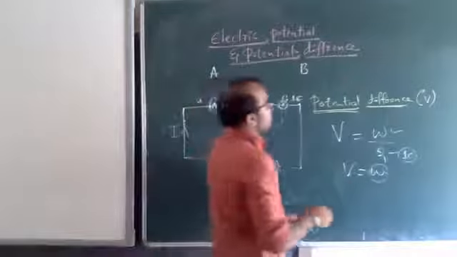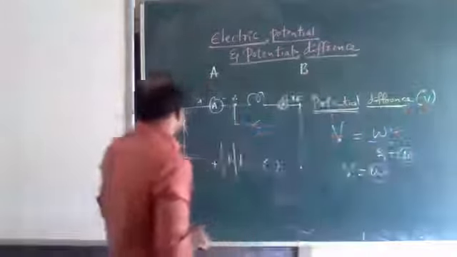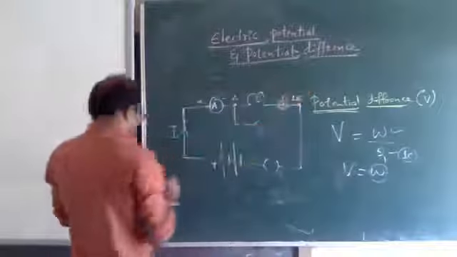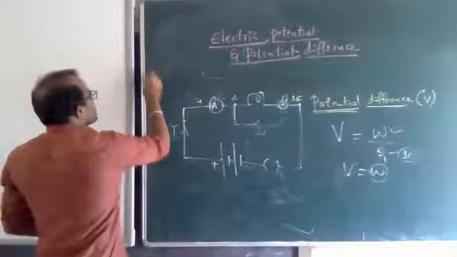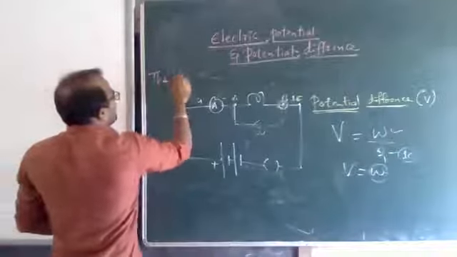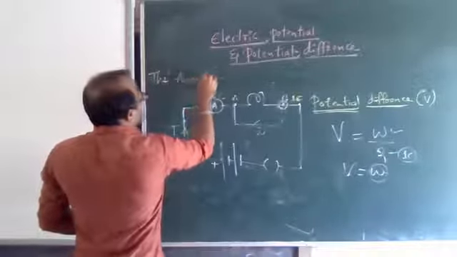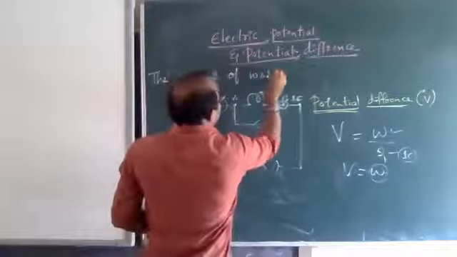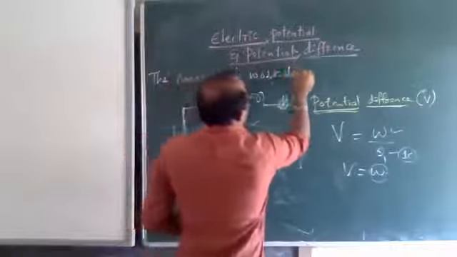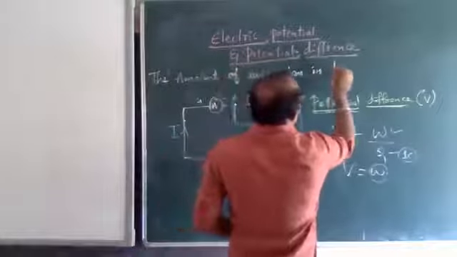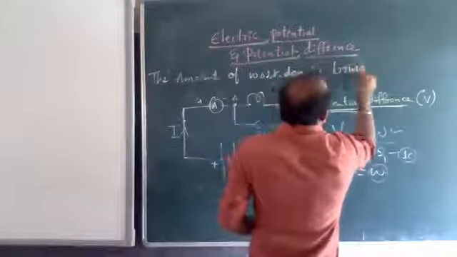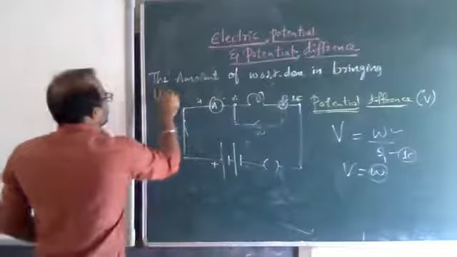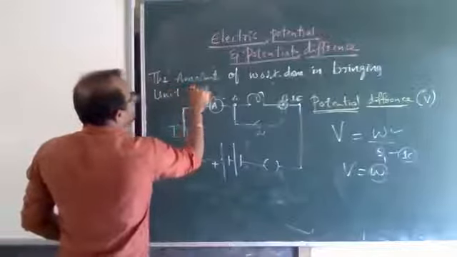So it is represented by voltage. So I will write it here, the definition. You have to note down with me also, and this is a very important definition. Potential difference is the amount of work done in bringing unit positive charge from one point to another point.